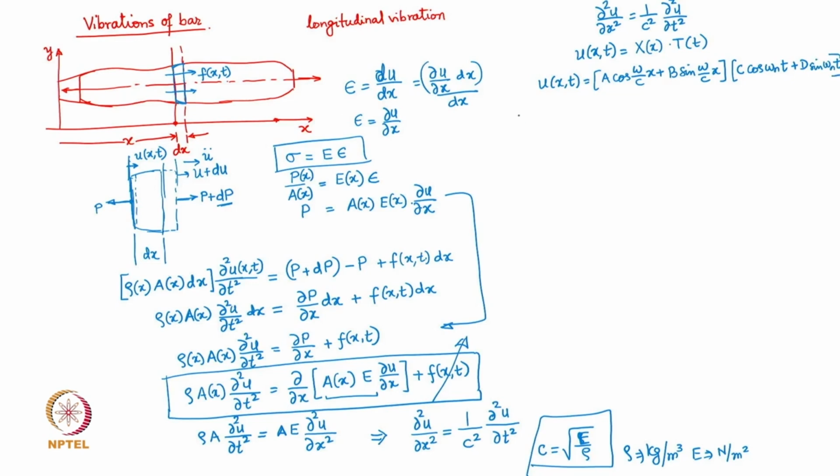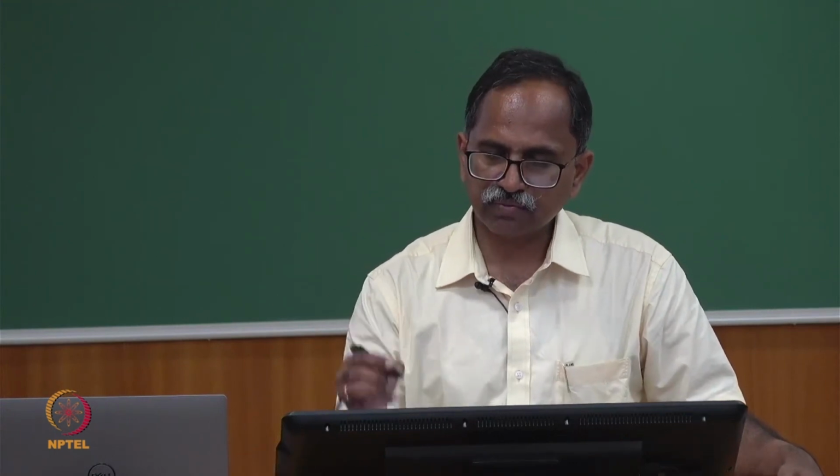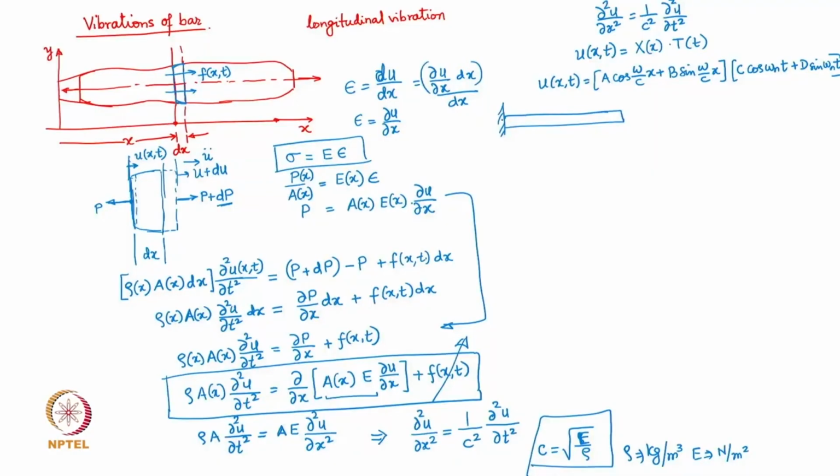Now we will very quickly take the example of a bar which is fixed at one end and free at the other end. You can treat this as a fixed-free bar, quite similar to a blade which is vibrating along the longitudinal direction. Generally, of course, it vibrates laterally, but as a case, we can treat this as a bar which is fixed at one end and free at the other end.